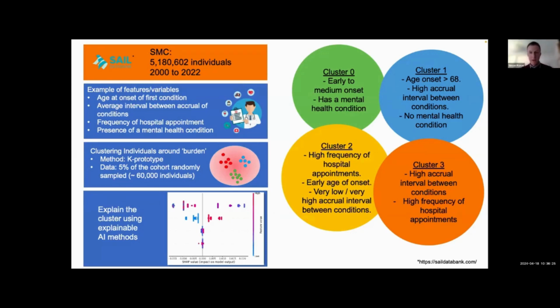These are not final clusters by any means, but it might be, for example, if you look at cluster 2 there, it might be that there's a cluster around high frequency of hospital appointments with early age of onset, either very low or very high accrual interval between conditions. So you can see that the cluster is determined by some of those burden ideas, rather than being a cluster of diseases or a cluster driven by the diseases. I hope I've explained that in a way that's reasonably understandable.